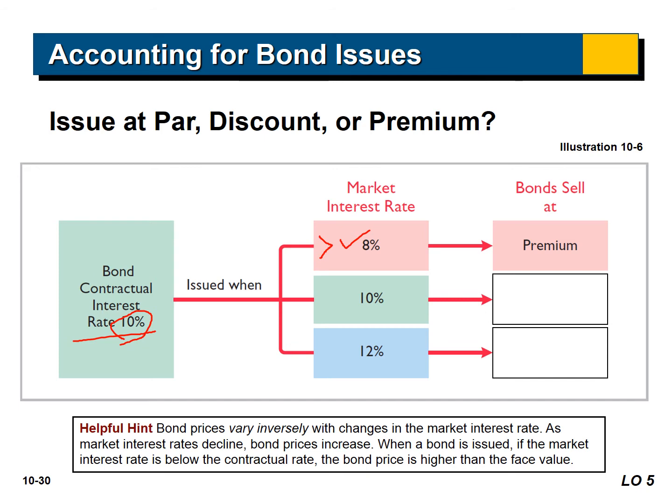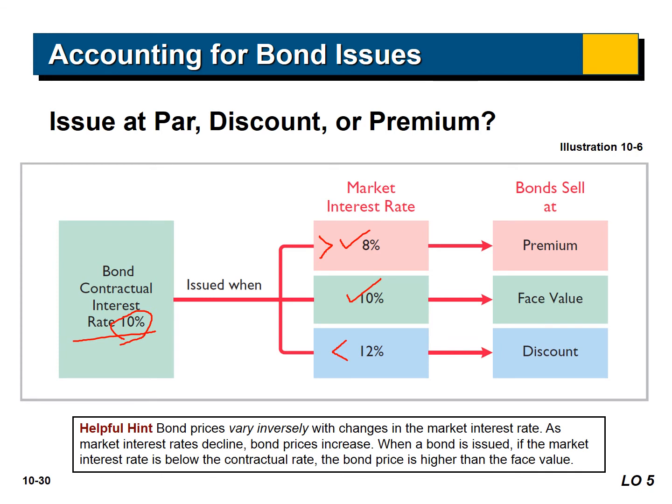If the contractual rate's 10% and the market rate is 10%, then it's going to sell at face value. There's no discount or premium. You're paying exactly what the market is paying. However, if the market rate is 12%, which means the contractual rate is less than the market, well, nobody's going to want to buy our bonds unless we discount the price to match what the bond is paying.